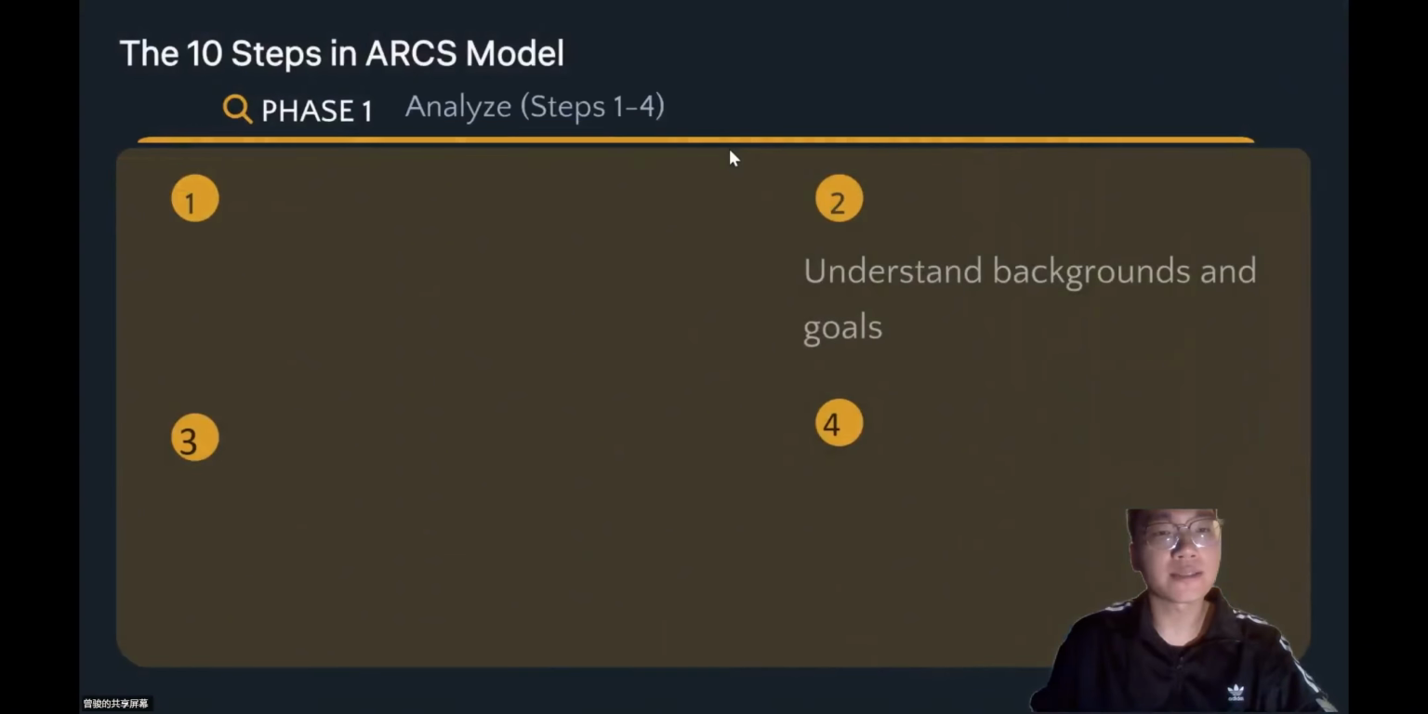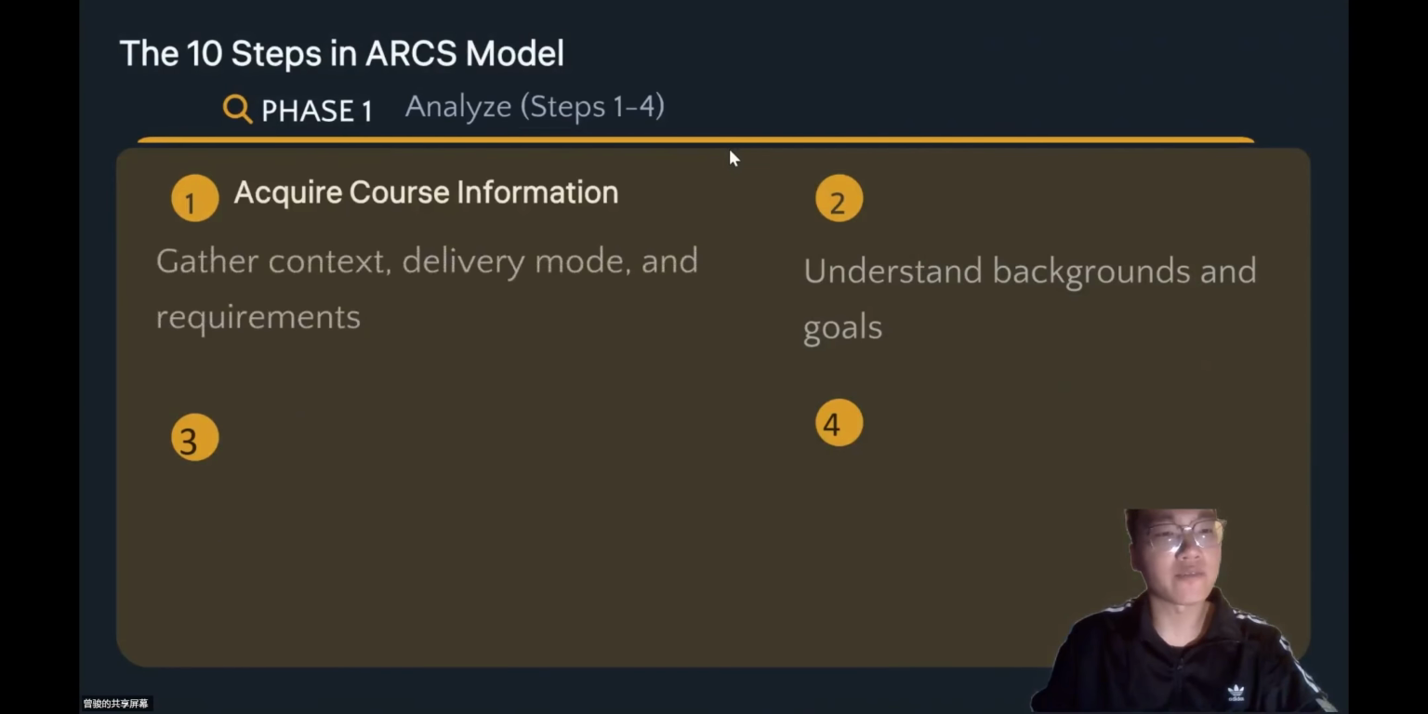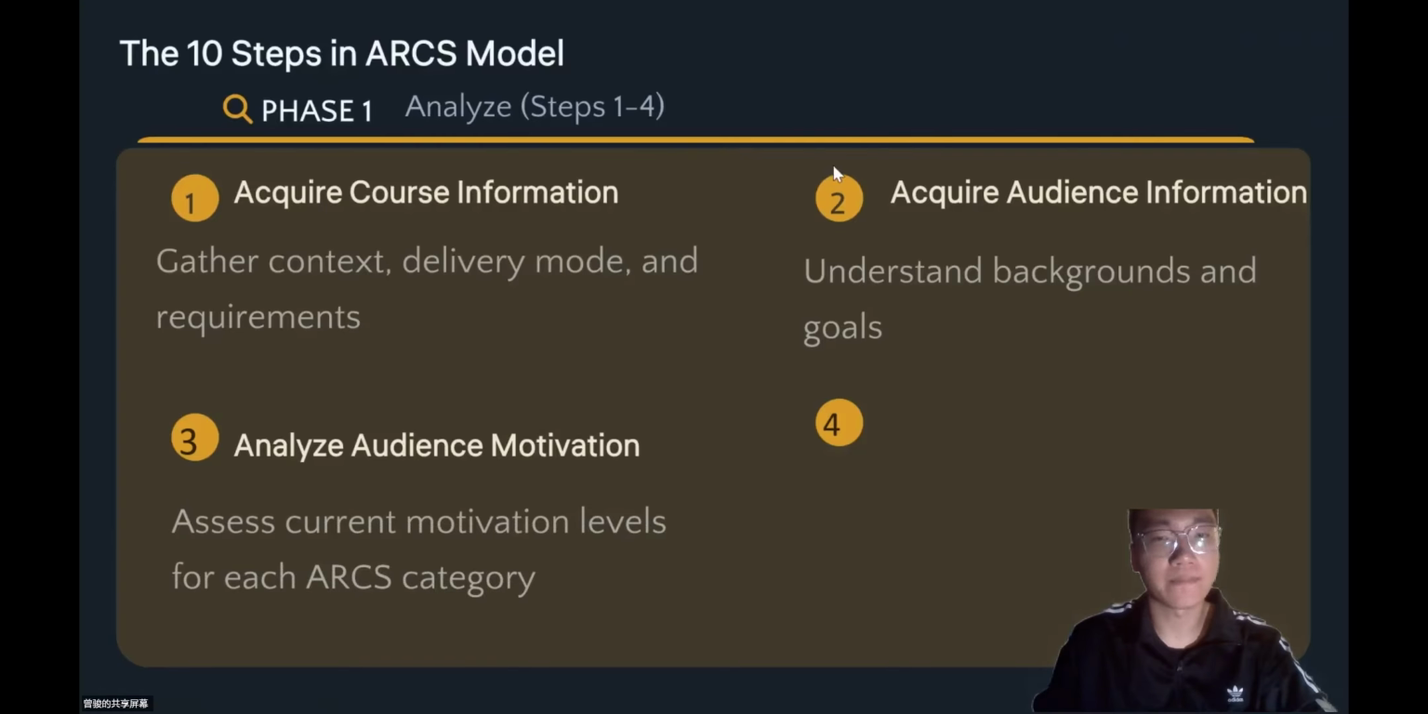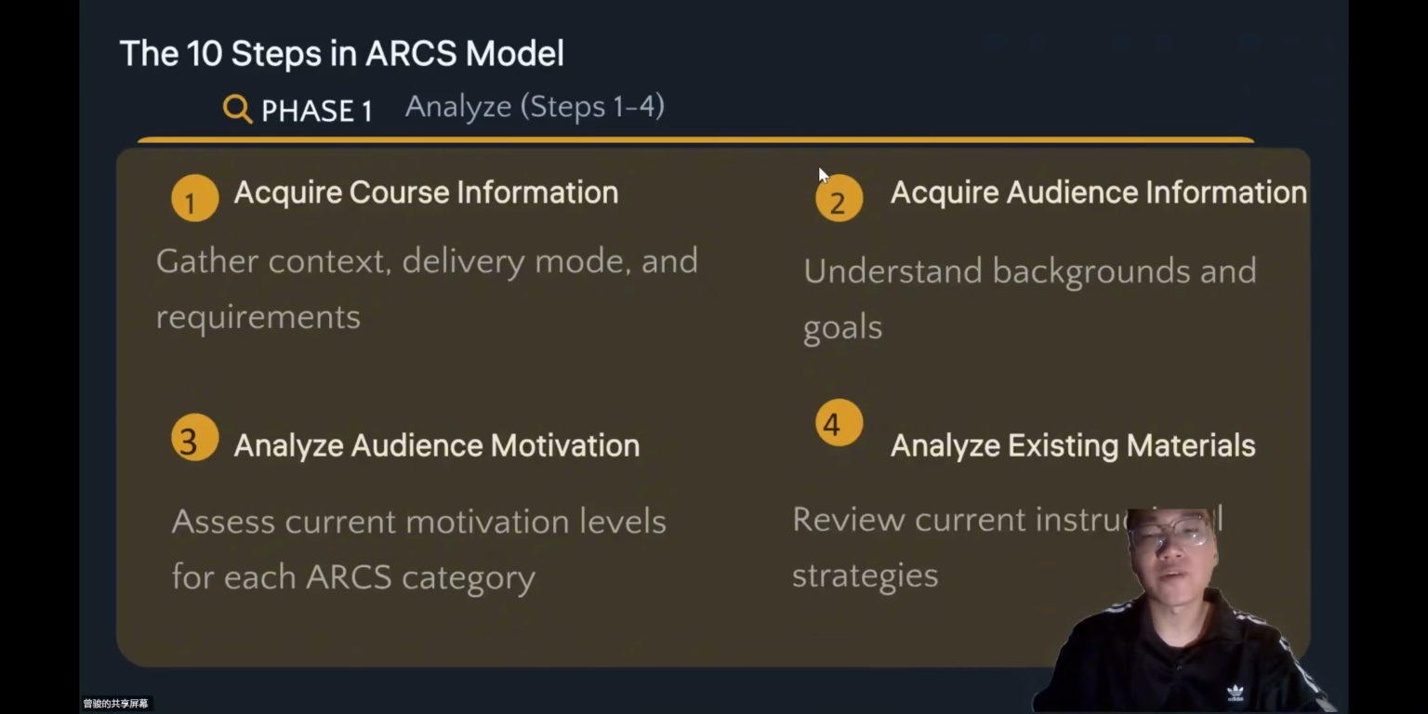Phase 1 is analyze. In step 1, you acquire course information. You gather contents, delivery mode, and requirements for your learners. Step 2, you acquire audience information to understand their backgrounds and goals. Step 3, you analyze audience motivation to assess current motivation levels for each ARCS category. Step 4, you analyze existing materials to review current instructional strategies in your course.